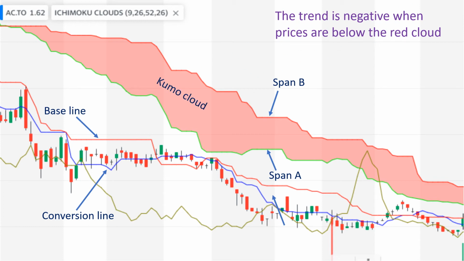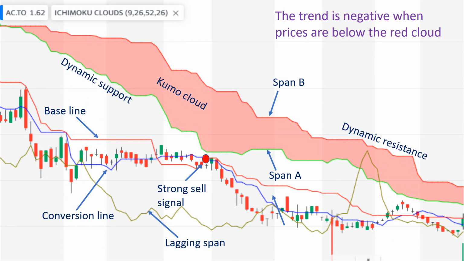Now, when the conversion line and baseline are both below the Kumo cloud, the trend is negative, or downward. This is a lagging span which is below the Kumo cloud. Now, when the blue line crosses the red line and this crossover is below the Kumo cloud, it produces a strong sell signal. And these are dynamic support and resistance.